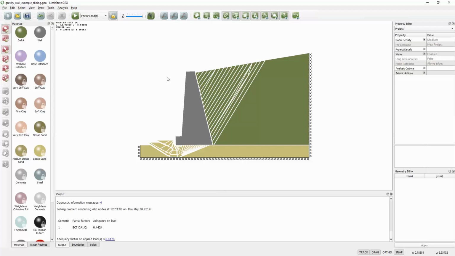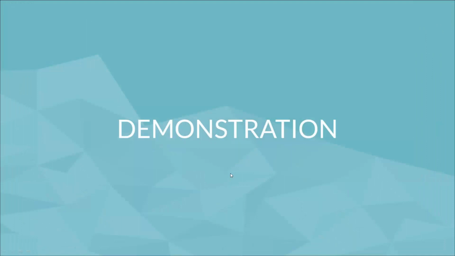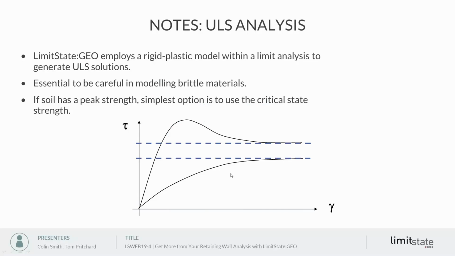What I'm going to do now, rather than look at the gabions, is just go back to the slides, and we will just remove that. Just say a little bit about ultimate limit state analysis. So the software is based on the theorem of plasticity. It employs a rigid plastic model within a limit analysis framework to generate those ultimate limit state solutions.